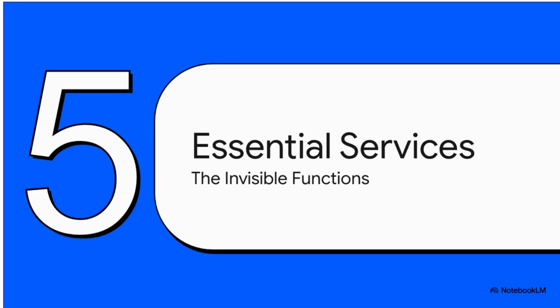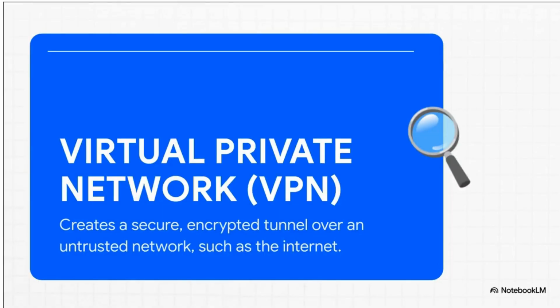We've talked a lot about the physical and virtual boxes, the hardware, but now let's dig into some of the invisible, yet absolutely essential software functions that run on top of it all to keep our network secure and reliable. A VPN is basically your own private, secret tunnel through the public internet. Let's say you're working from a coffee shop on their public Wi-Fi. A VPN scrambles all of your data and sends it through this secure encrypted pipe. It's the technology that makes secure remote work possible, letting you connect to your office network as if you were sitting right at your desk.